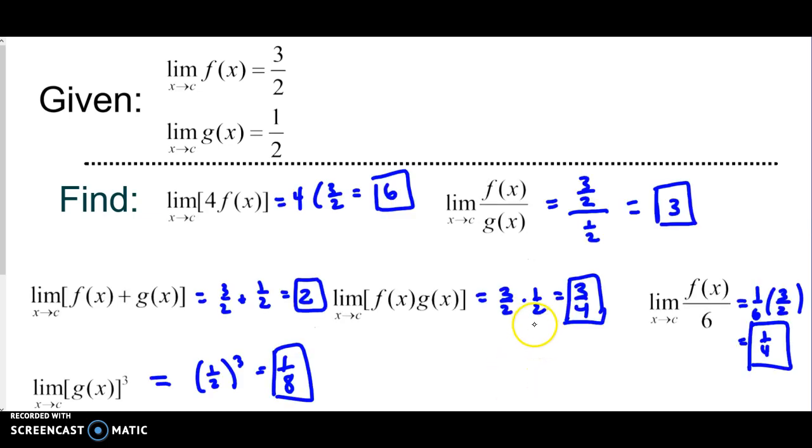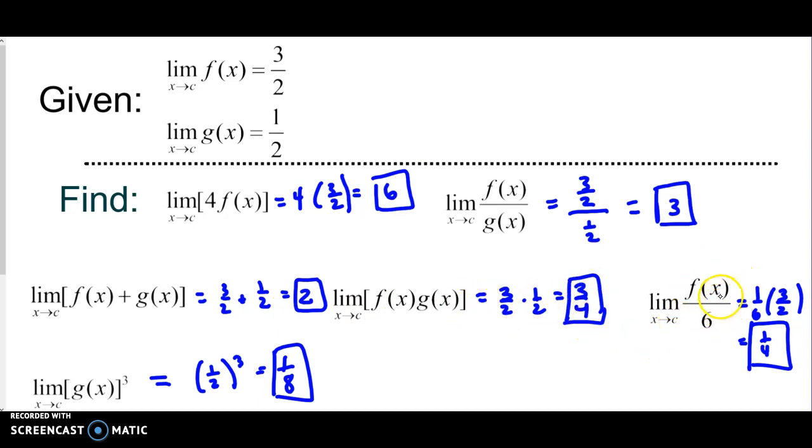So nothing too crazy about what we just did here. We were just using those properties. So for when we're multiplying by the scalar of 4, we should get 6. I should close my parentheses. Quotient property, we should get 3, because 3/2 times 2/1 is 3. Here, my sum property would be 2. Product is 3/4.